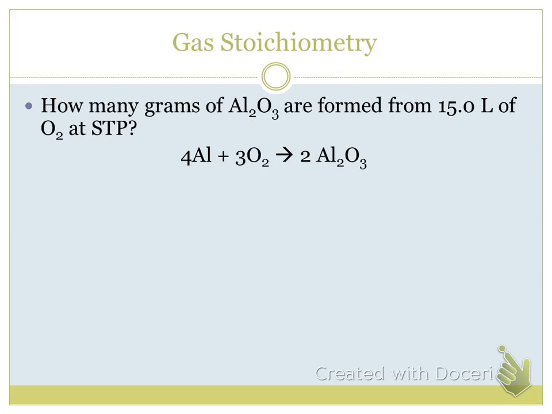So, does the word stoichiometry make you happy? Usually a no. Okay, so what we're looking at in stoichiometry is that we're going to put quantities to this chemical formula. We want to find out how many grams of, can anybody name that compound? Just aluminum oxide. Good, because it's an ionic compound. Aluminum oxide. So how many grams of aluminum oxide are formed from 15 liters of oxygen gas at STP?